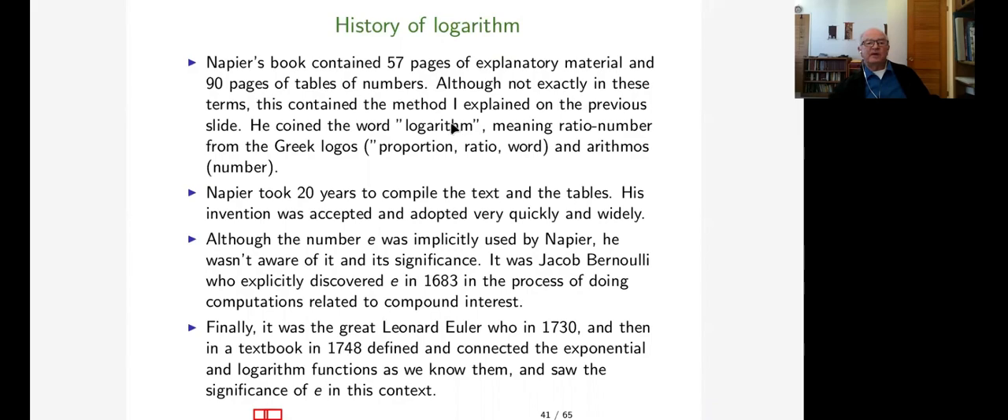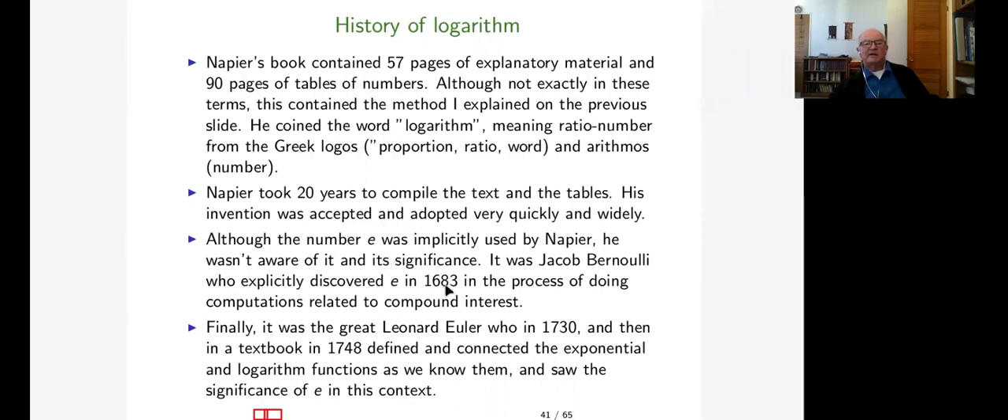He coined the word logarithm, which comes from logos, which is proportion, ratio, or word, and arithmos, which is number. So the name logarithm comes from him. He took 20 years to compile the text and compute the tables. And his invention was accepted and adopted very quickly and very widely. He implicitly, not knowing about the number e, had tables that were really expressing logarithms in base e, the natural logarithms.